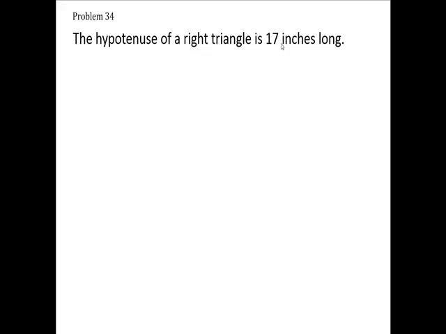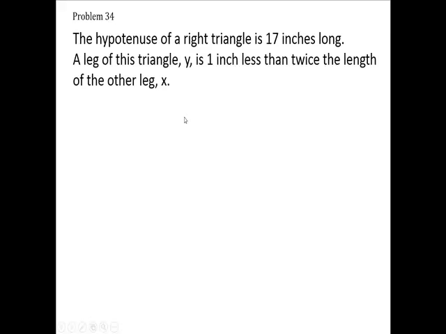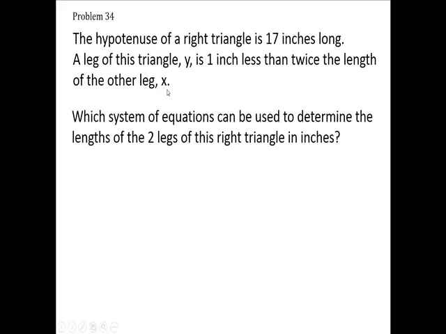The hypotenuse of a right triangle is 17 inches long. A leg of this triangle, y, is 1 inch less than twice the length of the other leg, x. Which system of equations can be used to determine the lengths of the two legs of this right triangle in inches? So we have a triangle, and one leg is x.